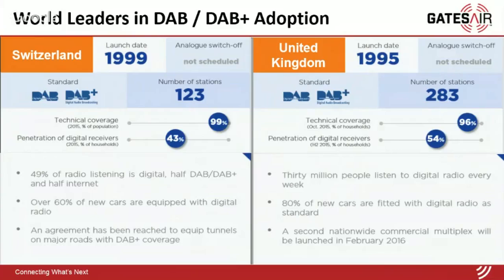Again, I mentioned the UK, and they're now one of the success stories because 30 million people are listening to it. 80% of their cars now have DAB receivers in them, and they're doing this new nationwide multiplex rollout, bringing a lot of new services, a lot of new stations online right now as we speak. This next year will be a big test in the UK, but they've already got 96% coverage of DAB broadcasts, and 54% of the country now has access to digital radio receivers. 283 stations currently on air, and that number is expected to double.